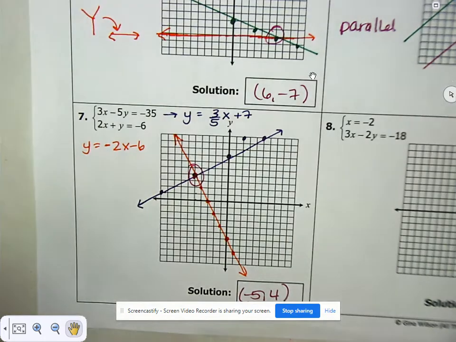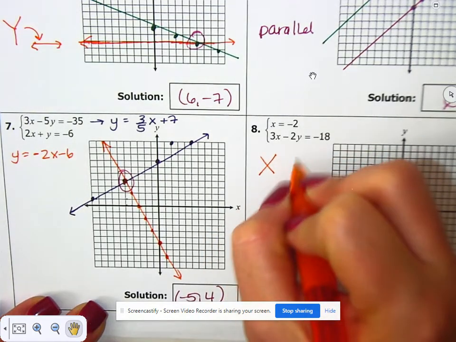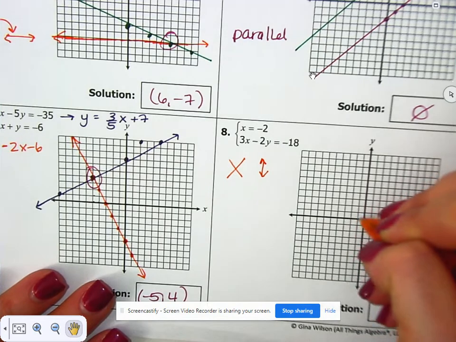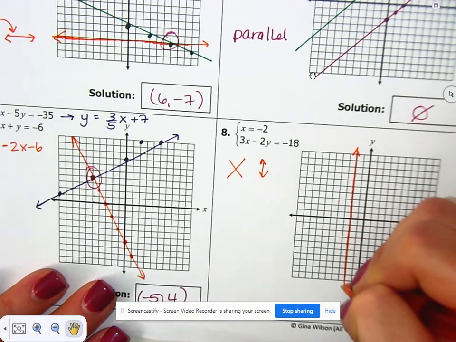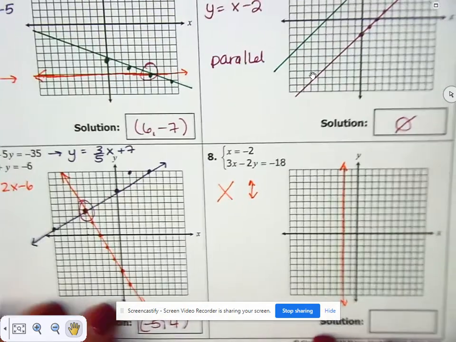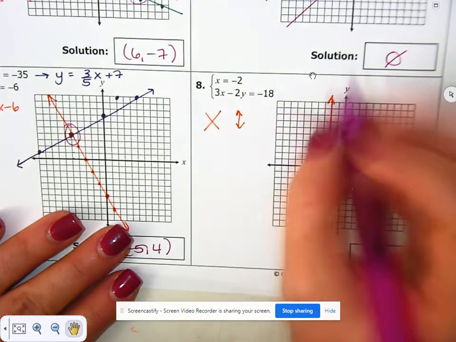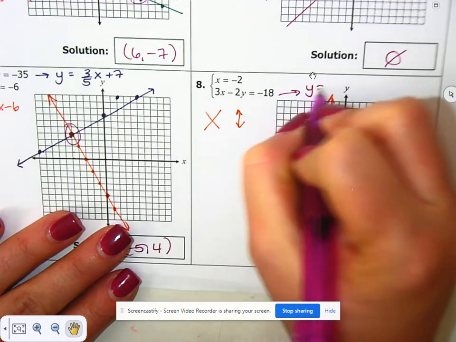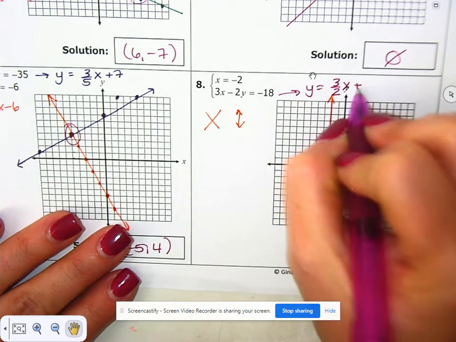Okay, and then the last one. This top line, X is a stick man with 2 legs, remember? So he stands tall. So we're going to go to -2 on the X axis and make a tall, vertical line. And then you need to rearrange the second one. So again, I'm going to trust that y'all know how to do that. You move the 3, make it negative. So that's going to become a positive 3/2 X plus 9.